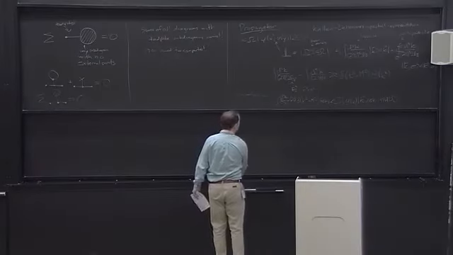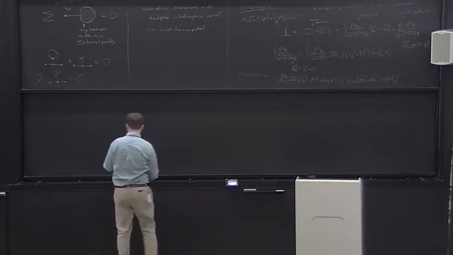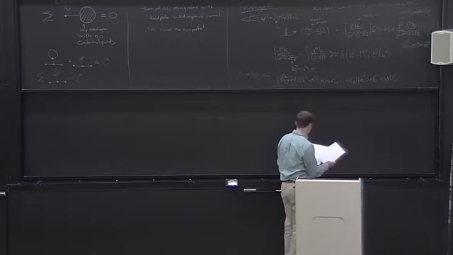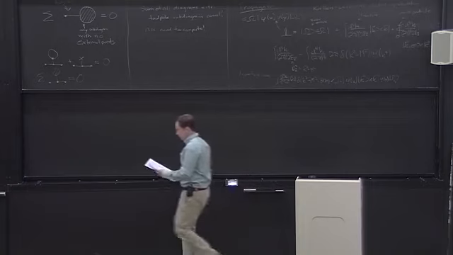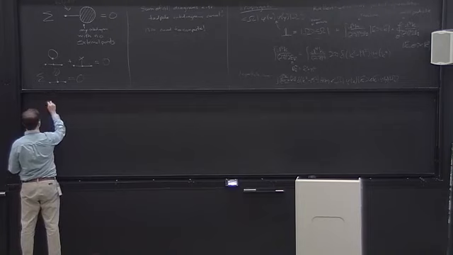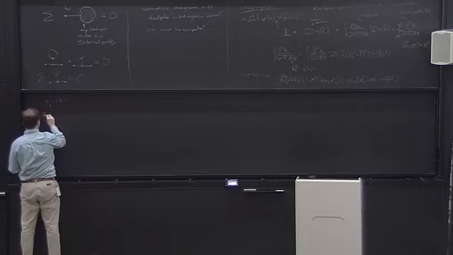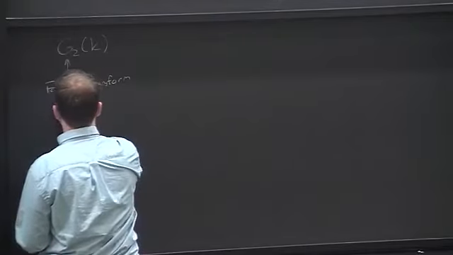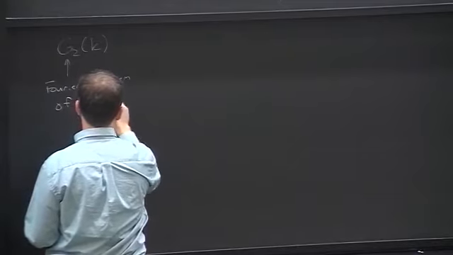So what we'll get is, if we Fourier transform things, we'll get that this is the Fourier transform of our 2-point function.